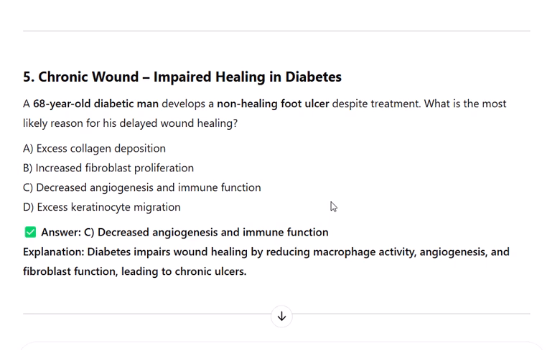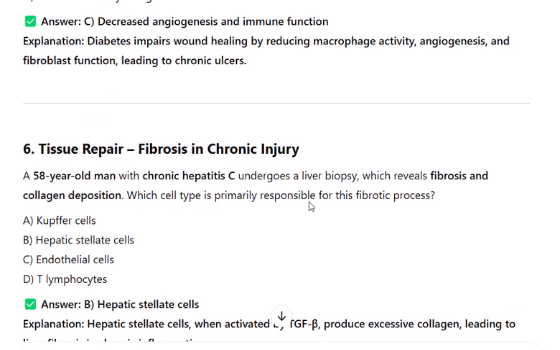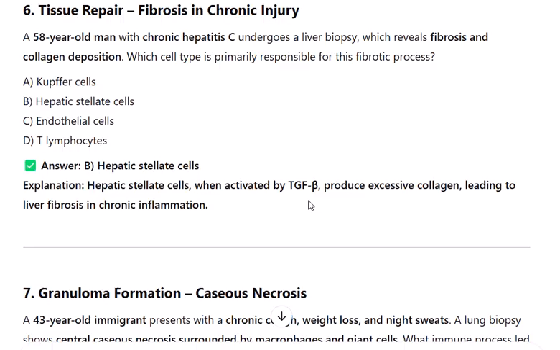6. Tissue repair. Fibrosis and chronic injury. A 58-year-old man with chronic hepatitis C undergoes a liver biopsy, which reveals fibrosis and collagen deposition. Which cell type is primarily responsible for this fibrotic process? A. Kupffer cells, B. Hepatic stellate cells, C. Endothelial cells, D. T lymphocytes. Answer B. Hepatic stellate cells. Hepatic stellate cells, when activated by TGF-beta, produce excessive collagen, leading to liver fibrosis and chronic inflammation.